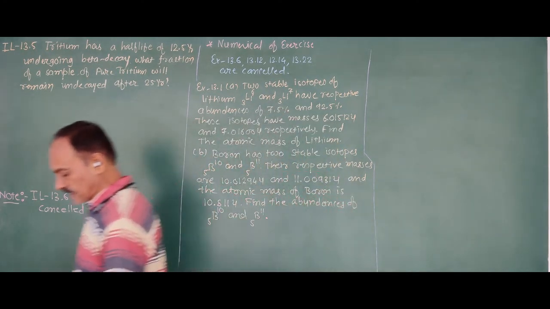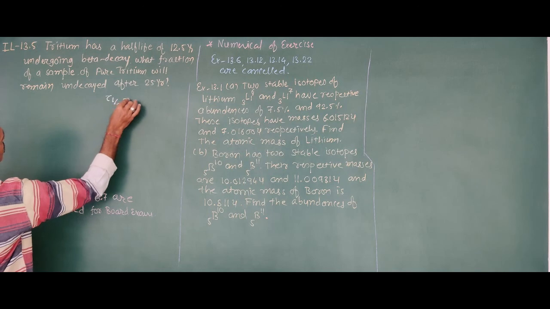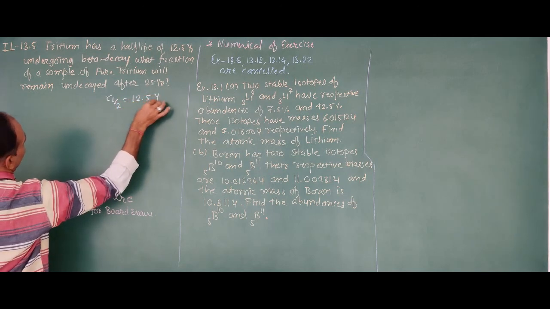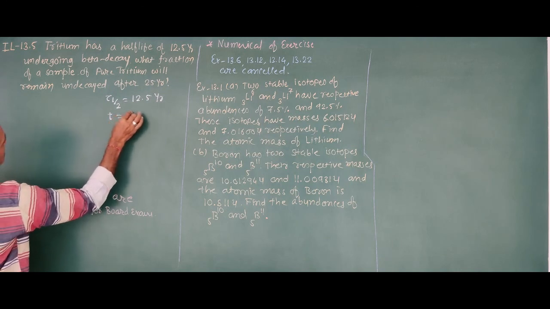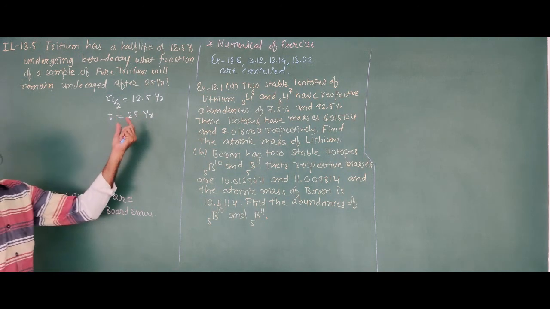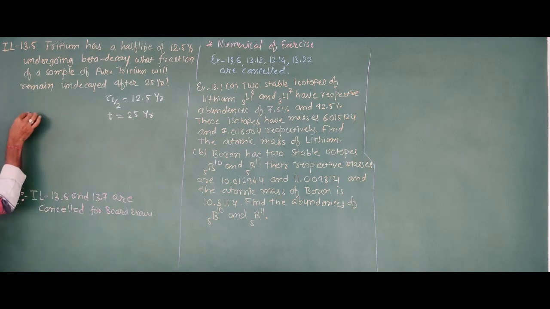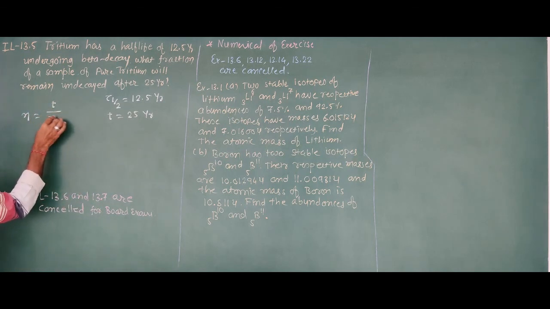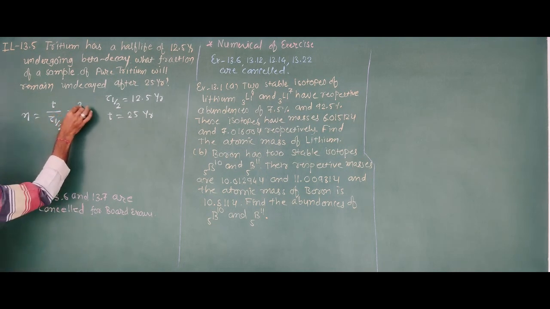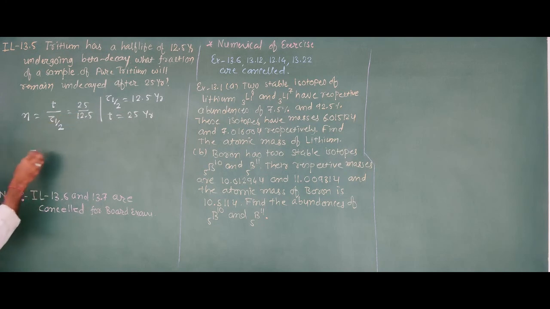Right? For that purpose, first the half-life is given. Tau half is equal to 12.5 years. Total time T is given as 25 years. Now, keep in mind this equation, hence n is equal to total time upon tau half. Total time is 25 years upon 12.5. That means we obtain the value of n is equal to 2.